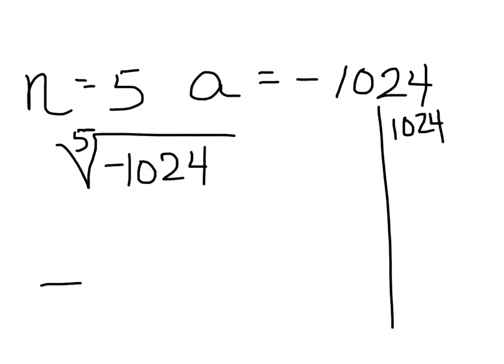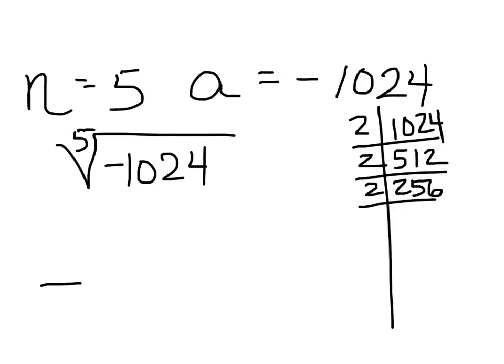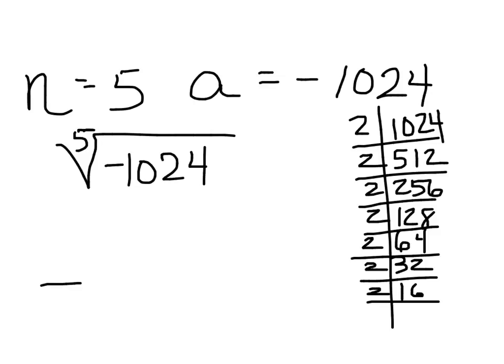1024. Does 2 go into 1024? 512. Does 2 go into 512? 256. Can 256 be divided by 2? 128. Does 2 go into 128? 64. Does 2 go into 64? 32. Does 2 go into 32? 16. Does 2 go into 16? 8. Does 2 go into 8? 4. Does 2 go into 4? 2. And 2 goes into itself one time.